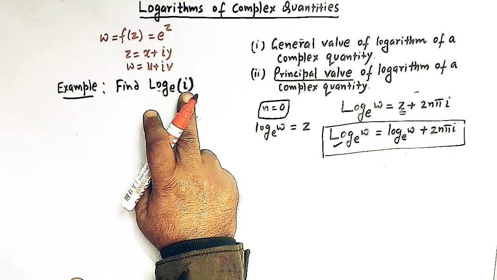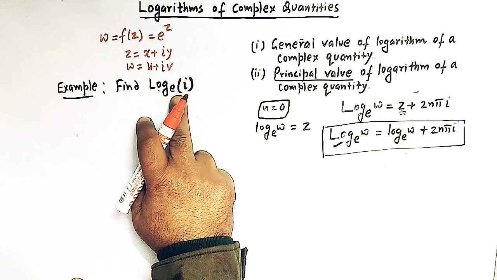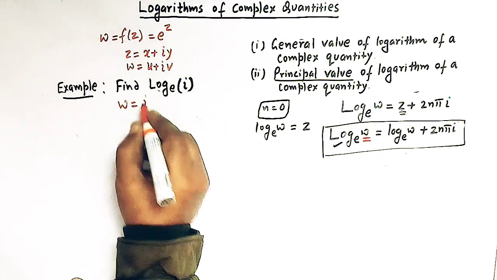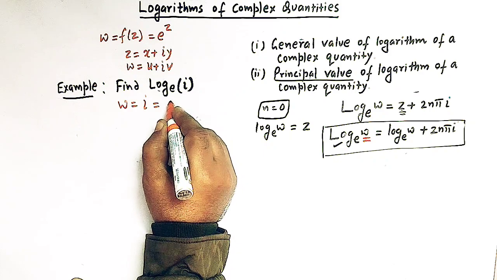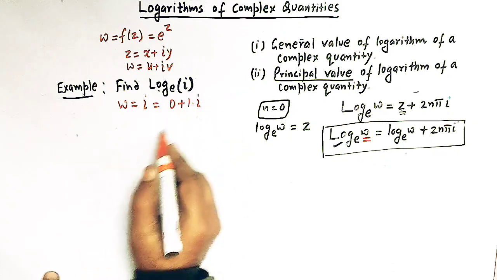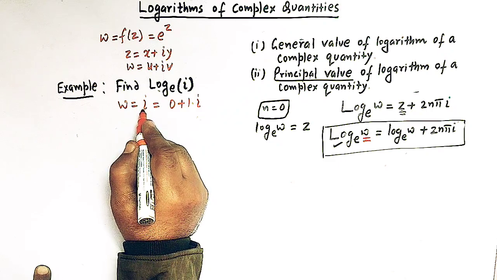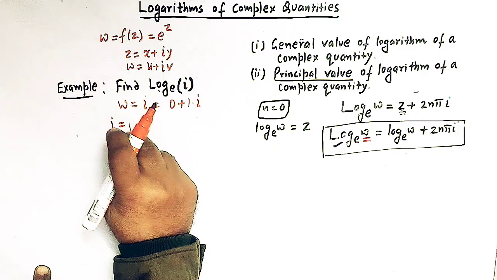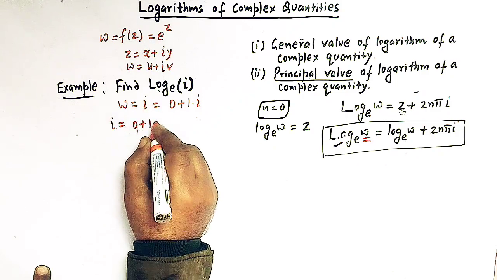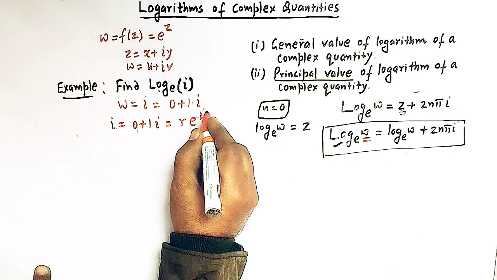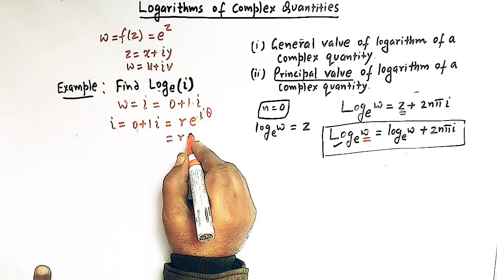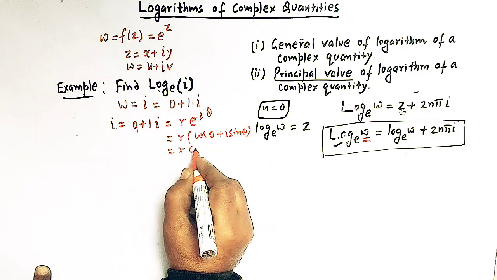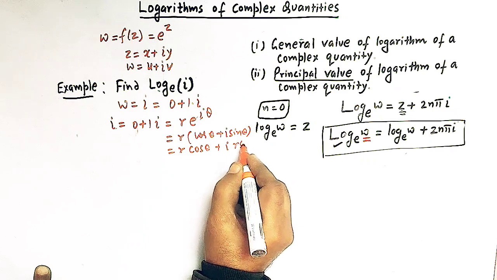So now let us take one more example, and here we have to find the value of log of iota. So let us compare this expression with this one. Then the value of w is equal to i, and i can be written as 0 plus 1 times i. So let us express this complex number i in polar form. So 0 plus 1i is equal to r e raised to iθ, and we can now write r cos θ plus i sin θ, and then we have r cos θ plus i r sin θ.